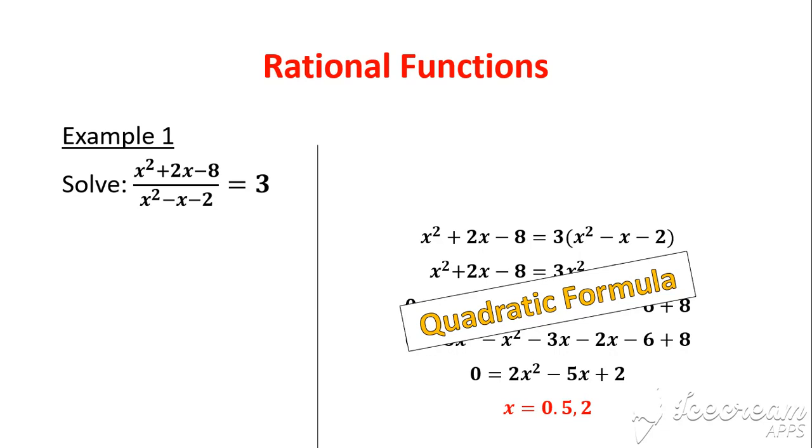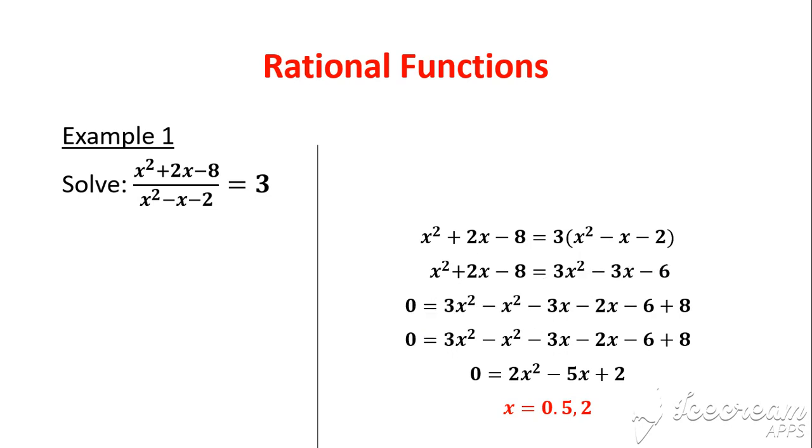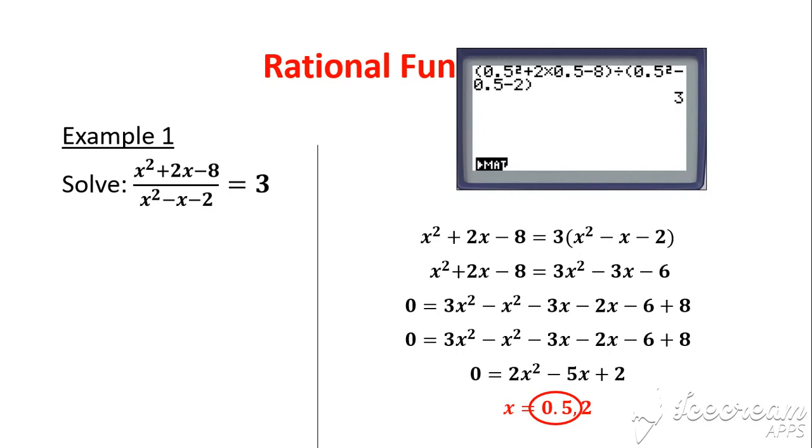But here's the key thing that you need to know about level 2. Even though the calculator has given us two solutions, we need to check they both work. So we're going to go back to the function and we're going to check them. I'm going to grab my calculator and substitute in 0.5 into this rule, x squared plus 2x minus 8 divided by x squared minus x minus 2. And yes, that works. That gives me an answer of 3.